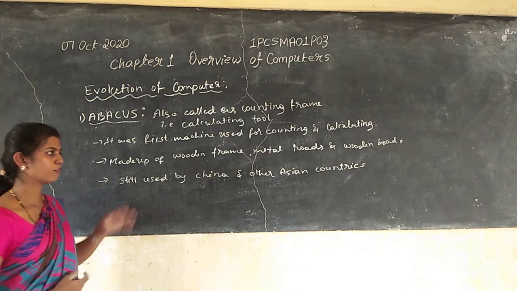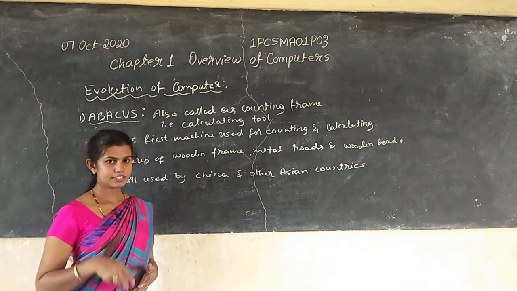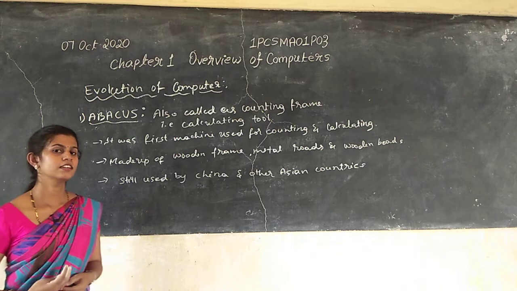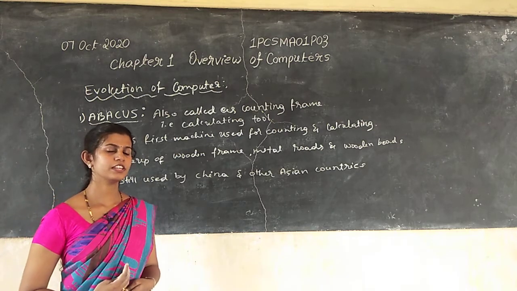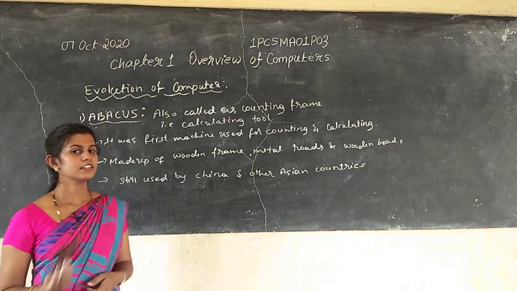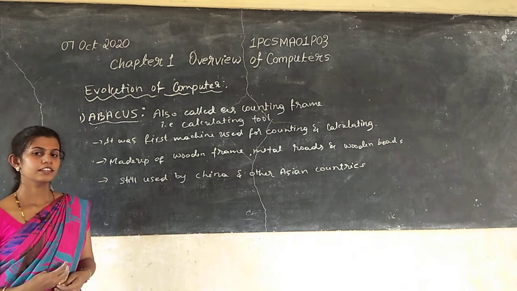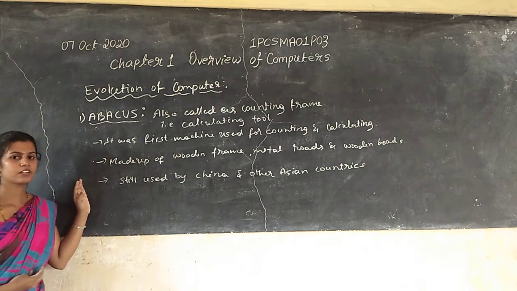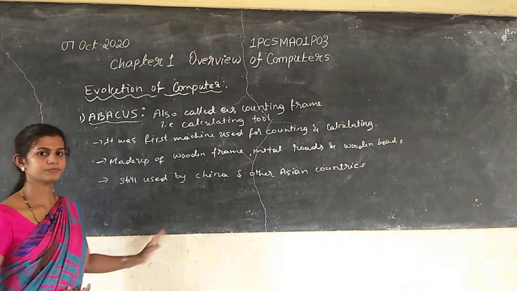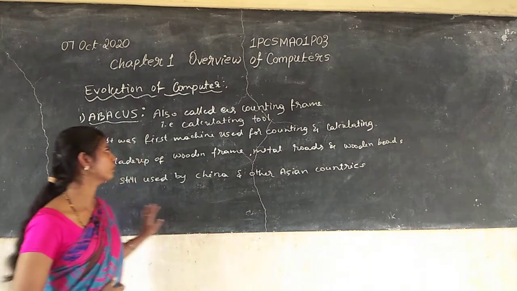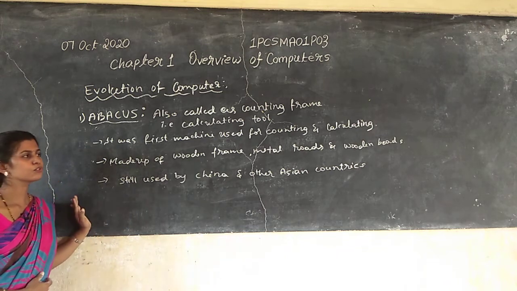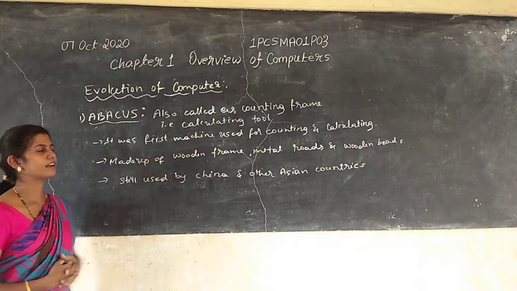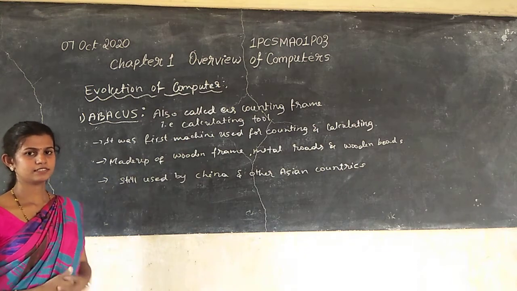It is used by the Chinese and some of the Asian countries, and still in some Asian countries and China, they use the abacus for counting purposes instead of using a calculator. So this is about the abacus. It was the first device used for counting and calculating.